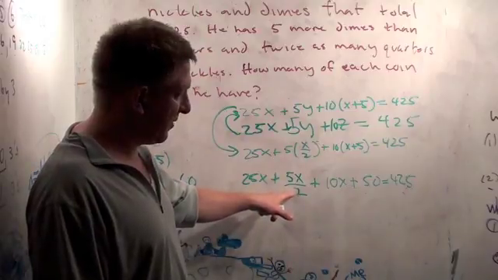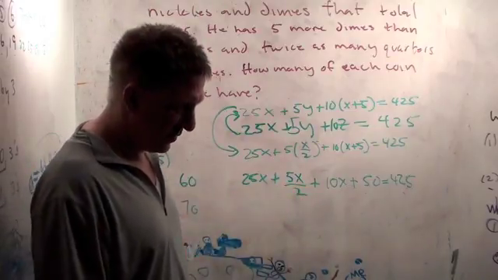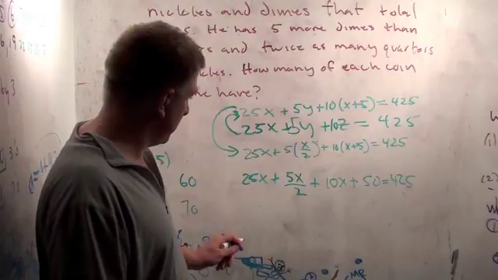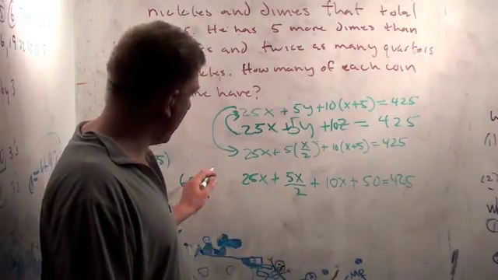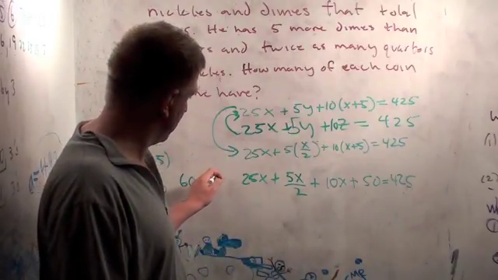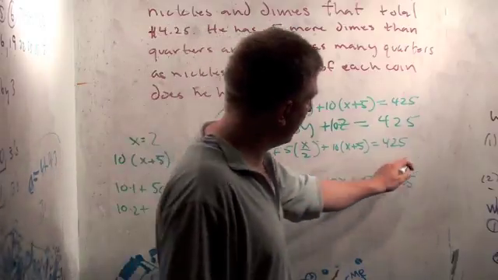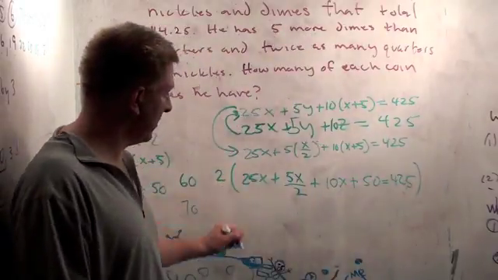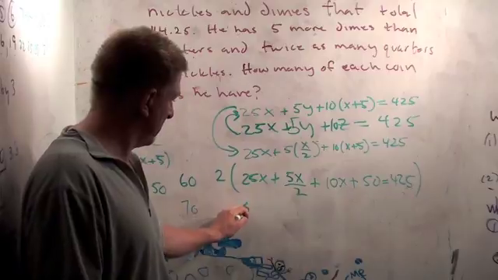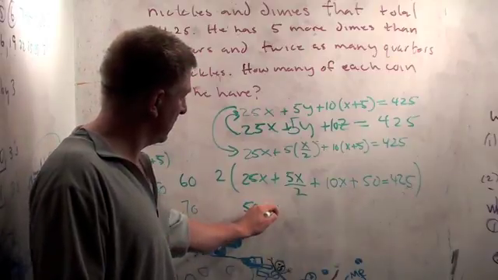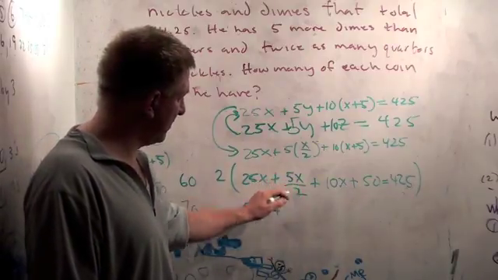All right, now, here's something that's a little tricky that you've never seen before. We have this 1/2 on the bottom, and it makes the equation a little difficult. Well, we could get rid of the 1/2. That's what we're going to do. We're going to multiply everything by 2 to get rid of the 1/2. So it's 25 times 2, 50x. What's 5x divided by 2 times 2?